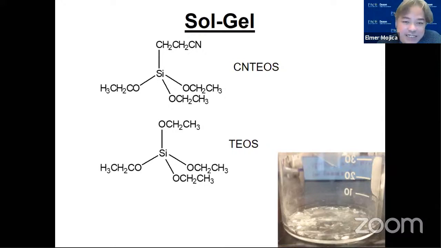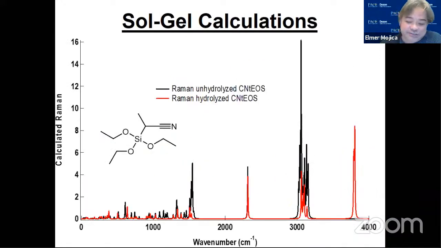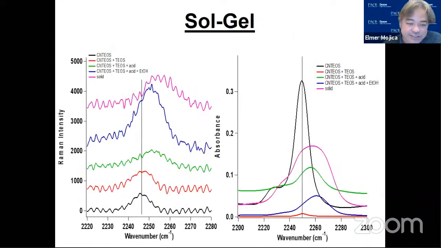So what I asked my undergrad to do is to monitor the step-by-step sol gel process. Sol gel is a wet chemical process that involves the formation of an inorganic colloidal suspension, which is the sol, and the gelation of the sol in a continuous liquid phase, which is a gel, to form a three-dimensional network structure. So what I asked my student to do is to monitor, step by step, by Raman and IR, what is happening to the cyanotriethoxysilane.